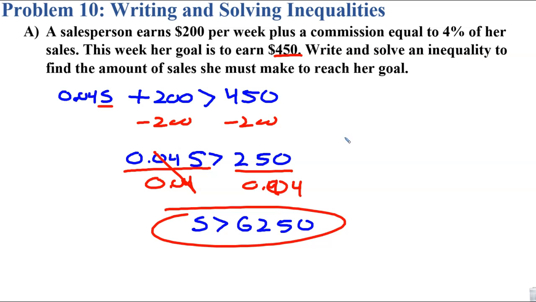Now, one thing as I'm looking at this, it'll be tricky to be too picky with this on a test, because we're not super specific. But I want to think about whether I want a greater than or equal to sign. Here it says, write and solve an inequality to find the amount of sales she must make to reach her goal. I'd say reaching is the same thing as equals. So I'm going to switch these all into greater than or equal to. Pretty simple fix at the end if you don't think about it till the end like I did here. So I'd say S is greater than or equal to 6,250.